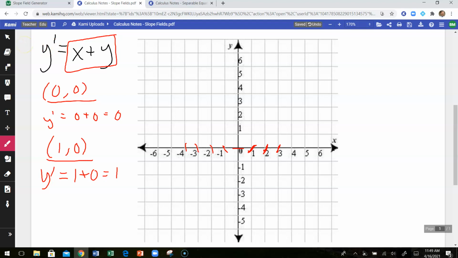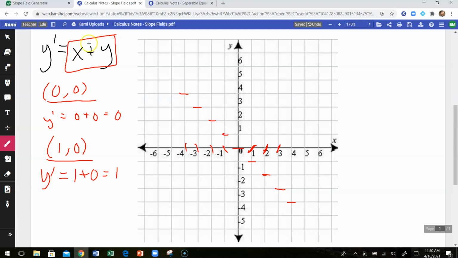So if I think about that, all of those points where the x and y are the same number, but one is positive and the other is negative, are all going to have a horizontal tangent line. So I have that whole diagonal where I've got horizontal tangent lines.